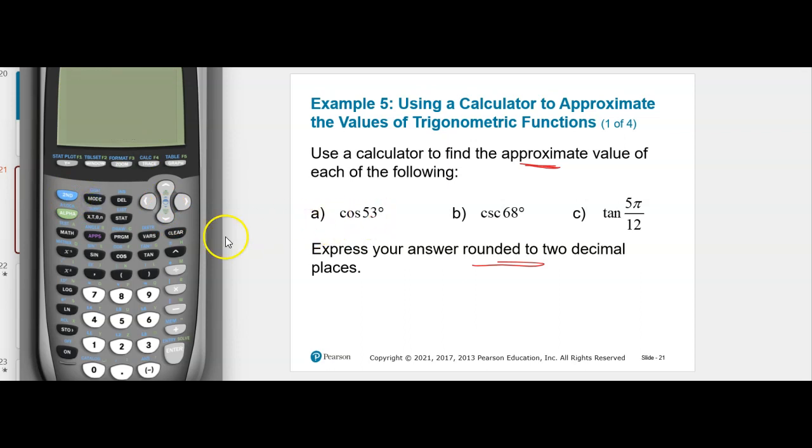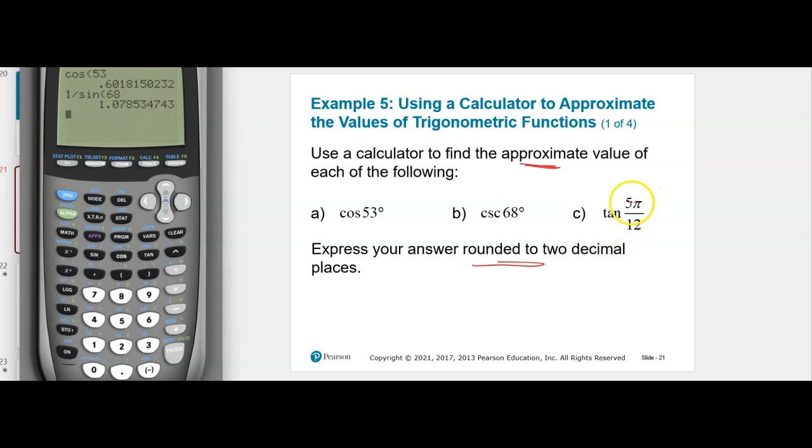All right, now I'm just going to type in cosine 53, hit enter. All right, there's my number. All right, the next one's cosecant. There isn't a cosecant button, so I have to do the reciprocal. Cosecant is the reciprocal of sine, so that's 1 divided by sine of 68 degrees. So 68, and then enter. So there's what I get for that cosecant of 68.